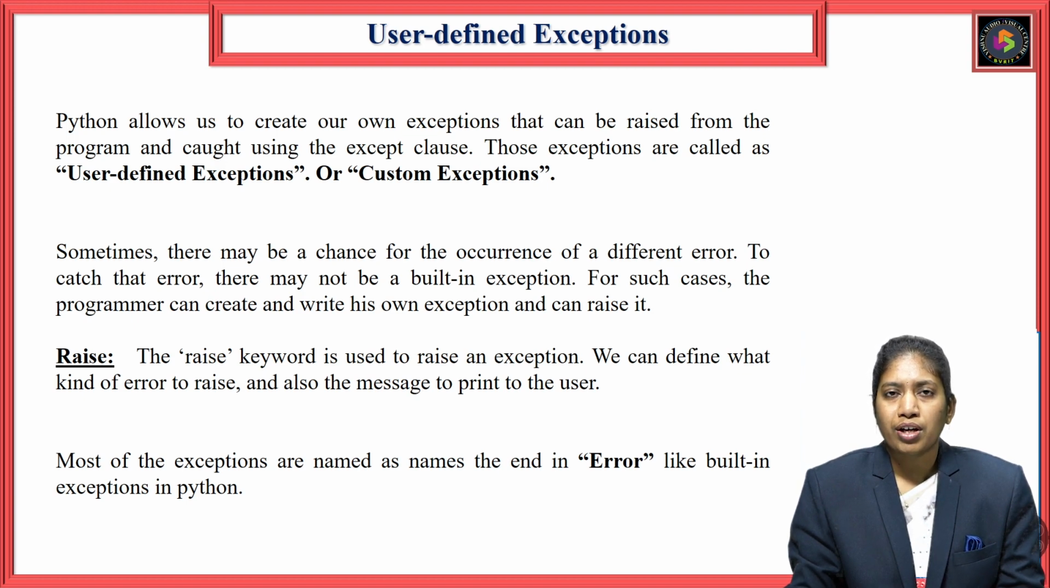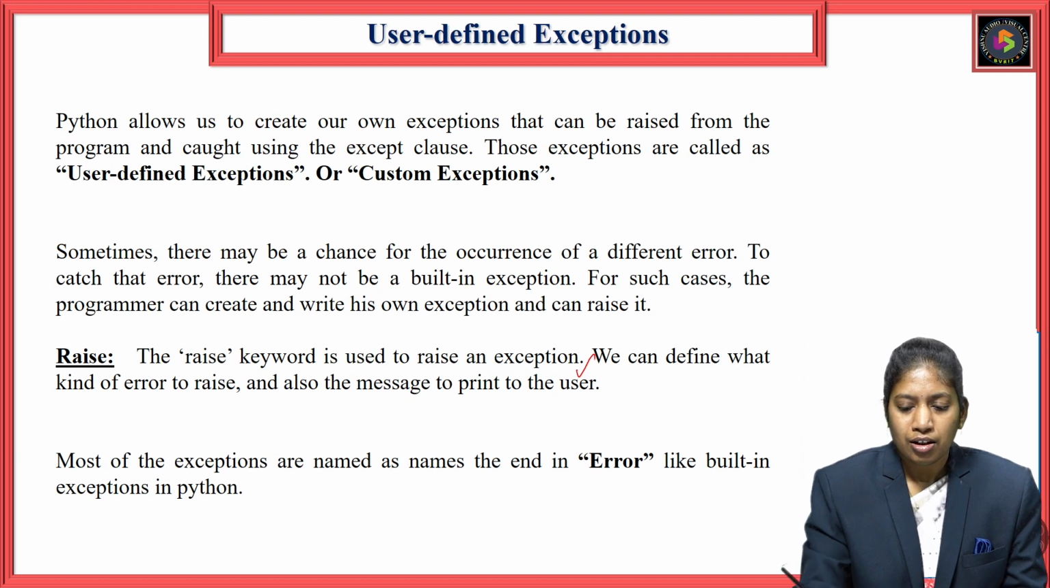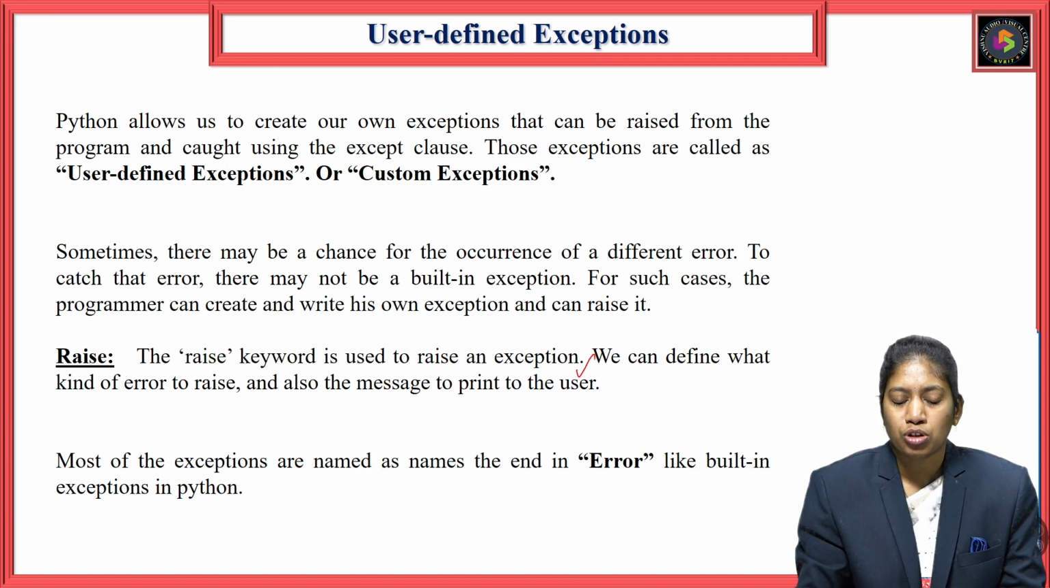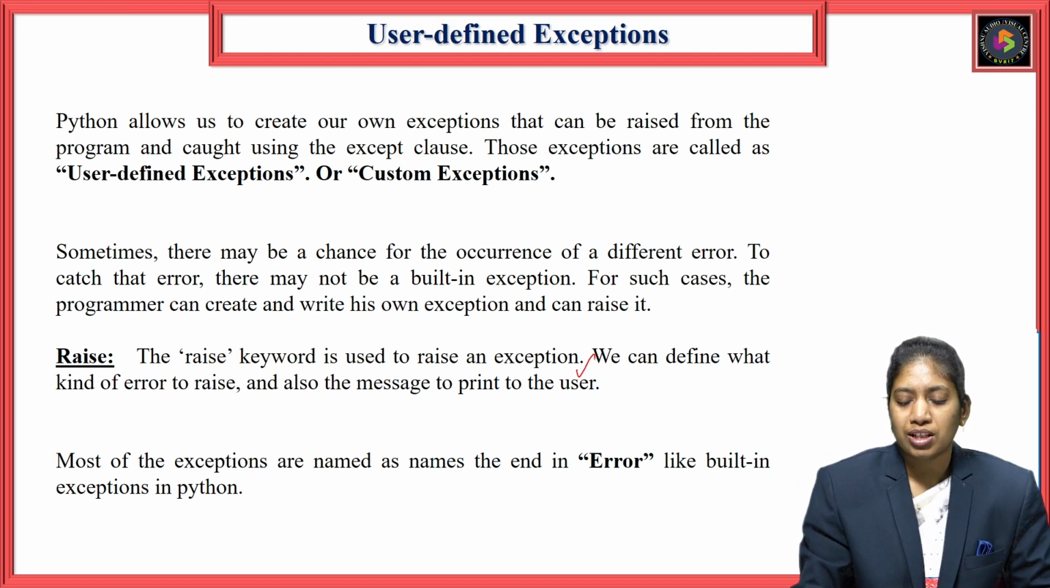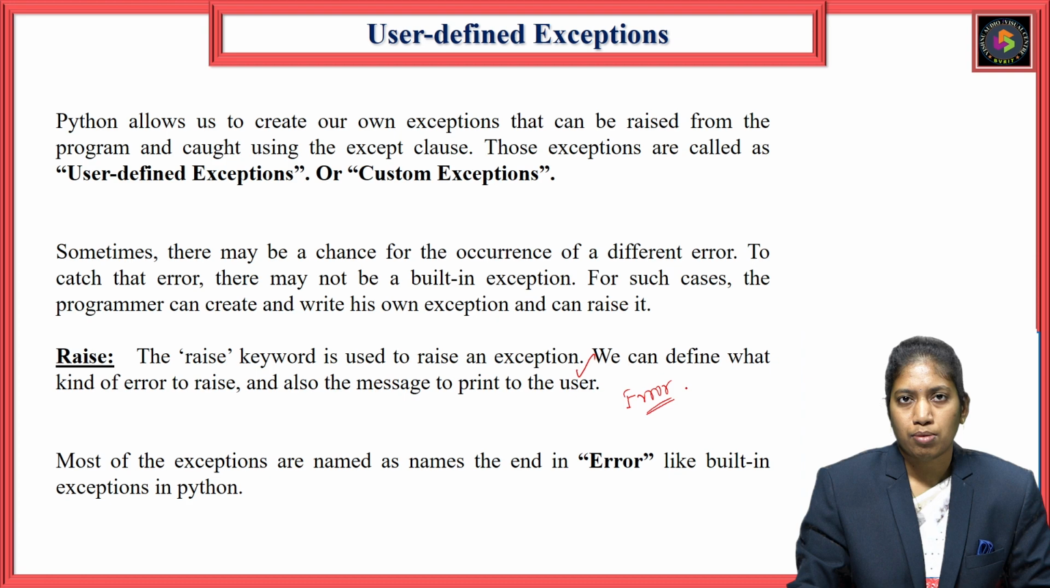To catch those kinds of errors, there may not be any inbuilt exception. Then the programmer needs to write their own exceptions, which are raised in a program and have to be caught in the except class. The raise keyword helps us to raise the exception, and it specifies what kind of error is being raised, and the corresponding message that we need to print to the user that we need to mention in the raise. Most of the exceptions are named with error at the end, like we already have in the inbuilt exceptions.